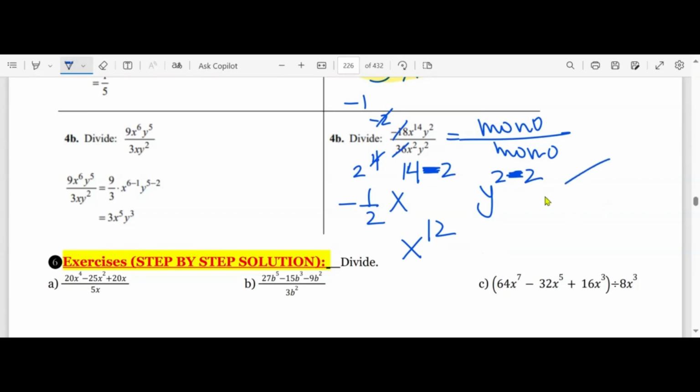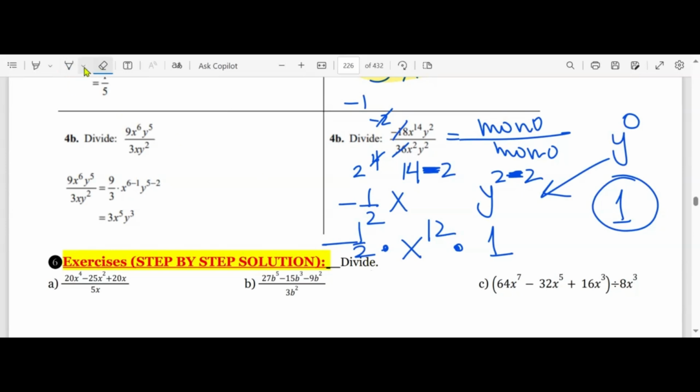Follow. This one, y to the power of 0. The power of 1. It's 1. So the answer here is what? 1 times what? Half. So what's your final answer? -half x to the power of 12. That's it. Easy as easy? Without the 1, because the 1.